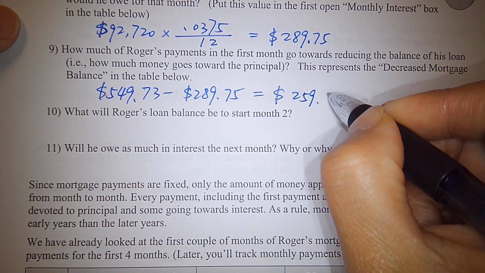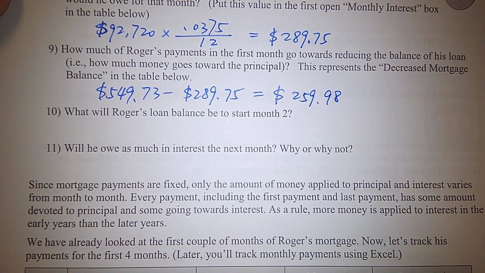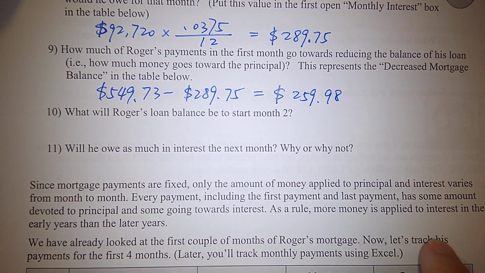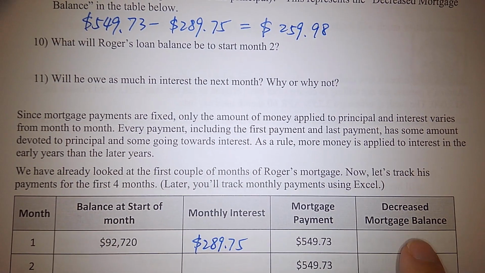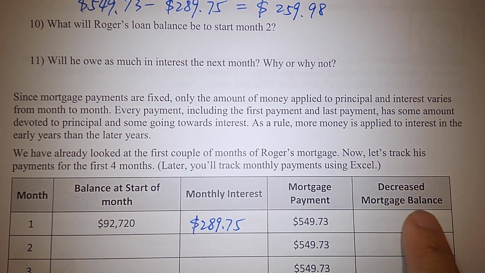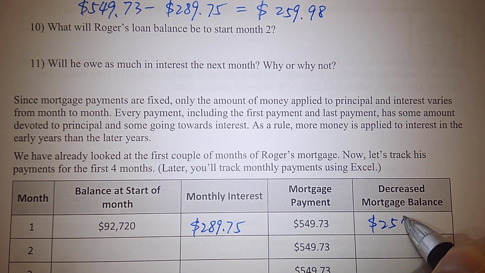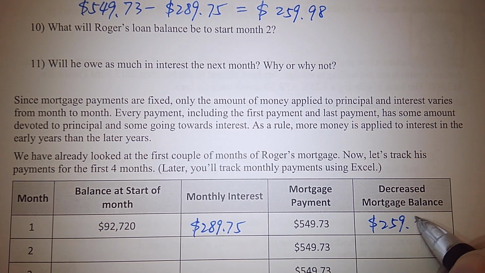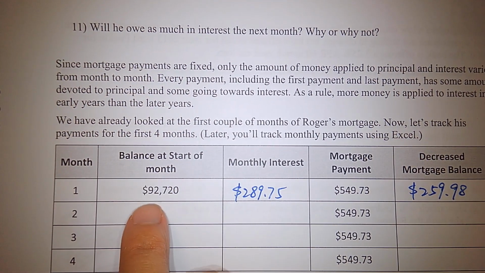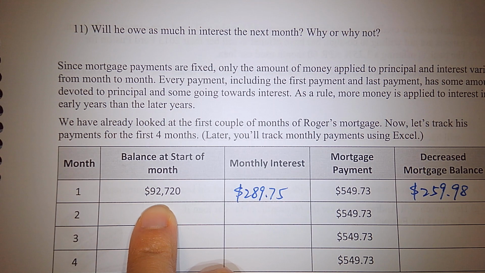259 point what? 89? 98 is what I got. 98 or 89? 73 minus 75, right? 98, right? Cassidy? Yeah. Okay, so we can fill this blank here. What is the decreased mortgage balance? 259.98. You see that? Okay, now what will be the beginning balance in the next month?